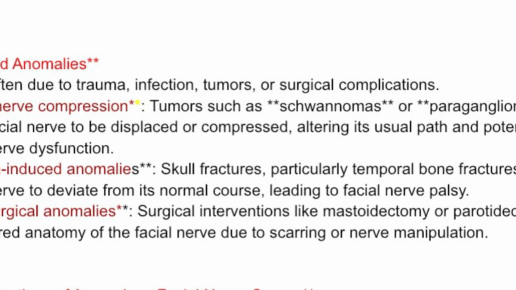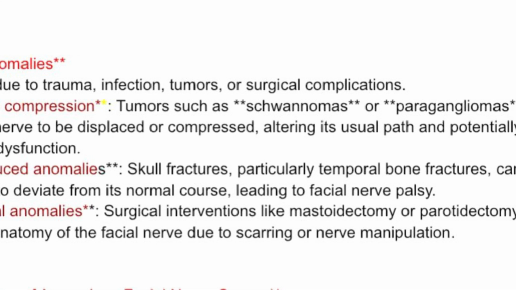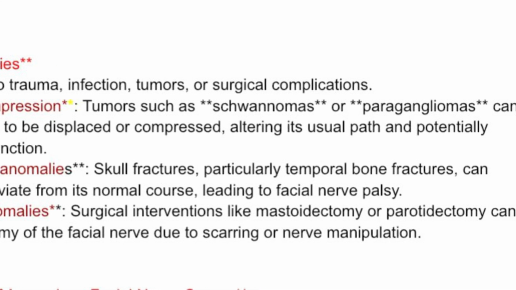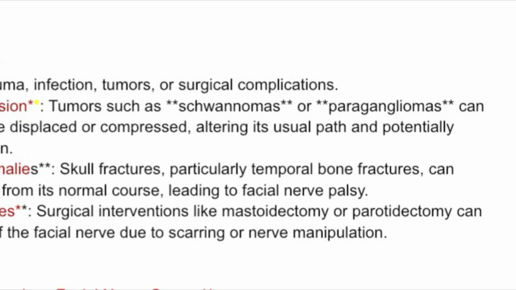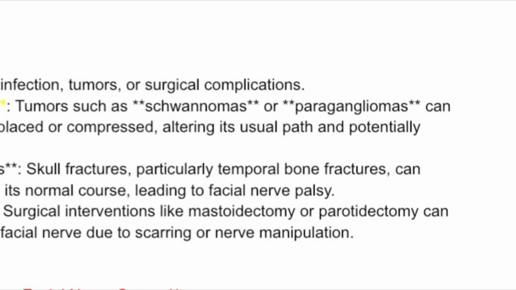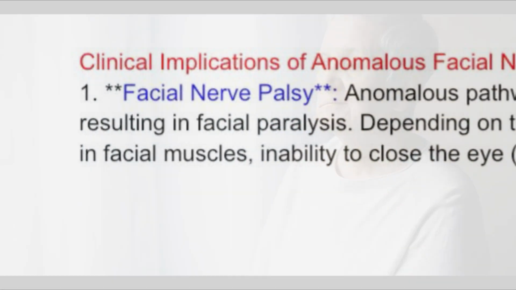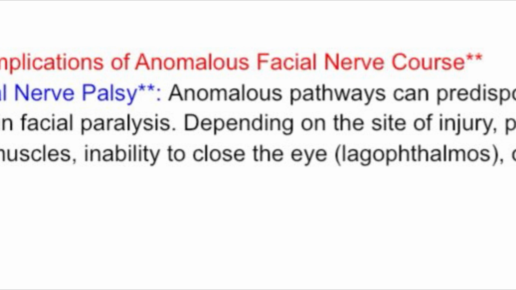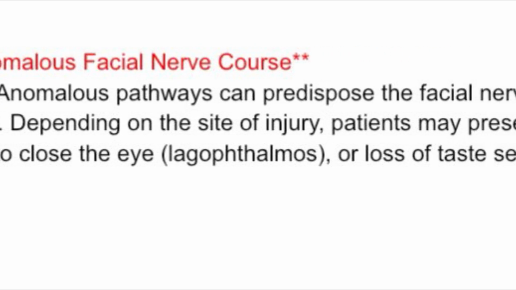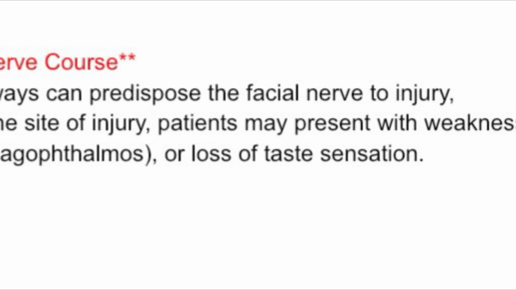Trauma-induced anomalies can occur from skull fractures, leading to facial nerve palsy. Lastly, post-surgical anomalies can arise after surgeries like mastoidectomy or parotidectomy. Anomalous pathways of the facial nerve can lead to various clinical challenges. One of the most significant is facial nerve palsy, where patients may experience muscle weakness, inability to close their eyes, or loss of taste sensation.